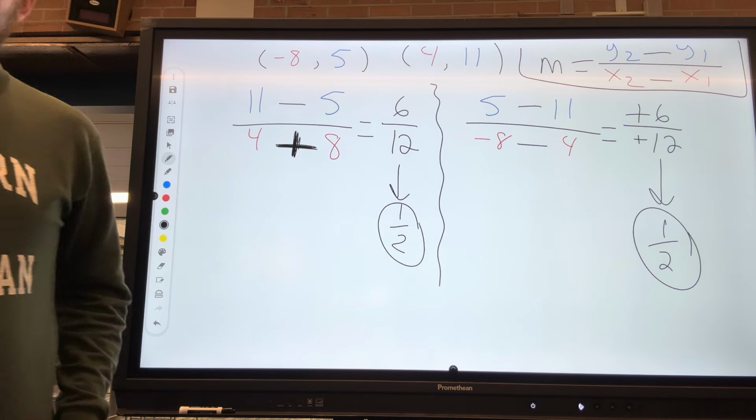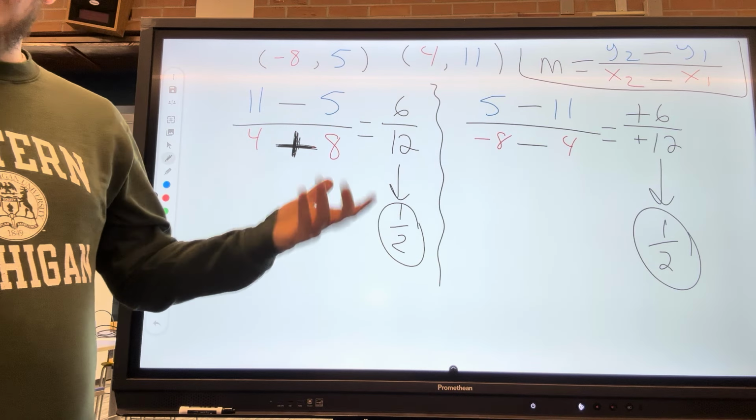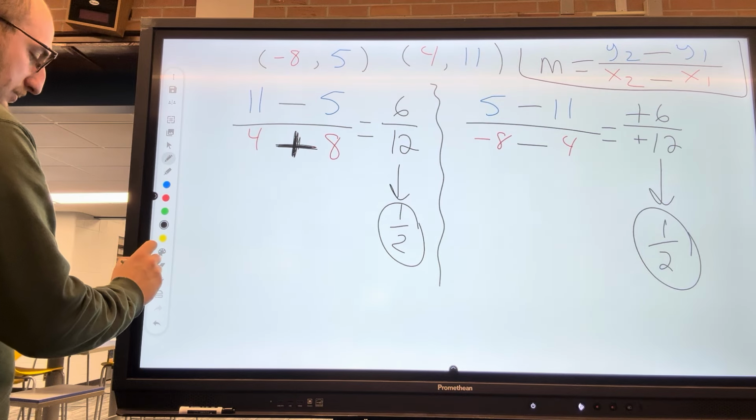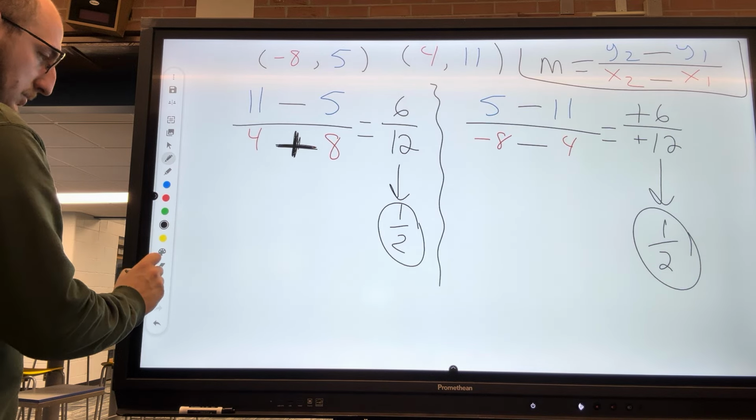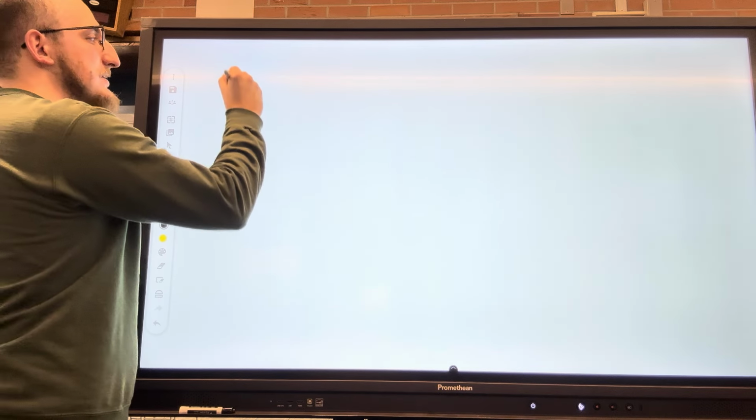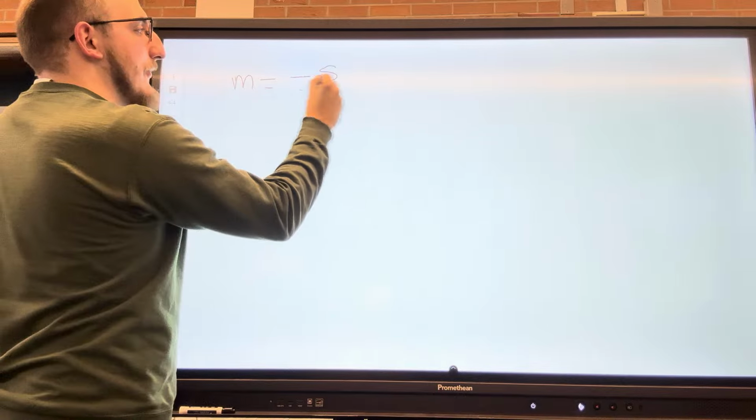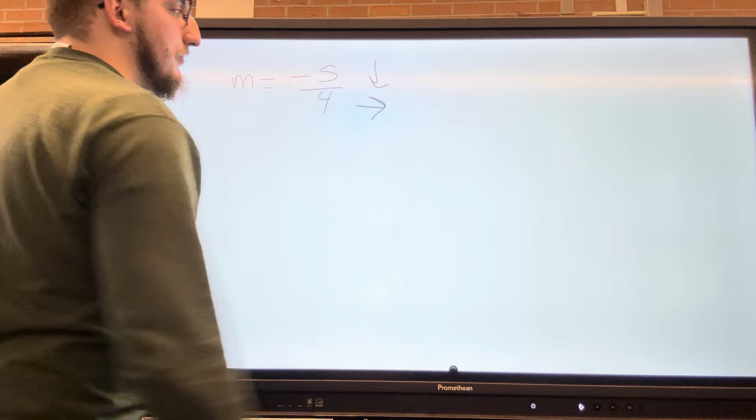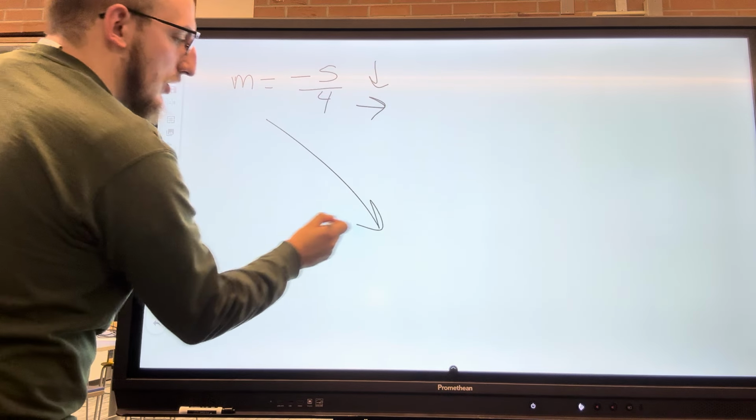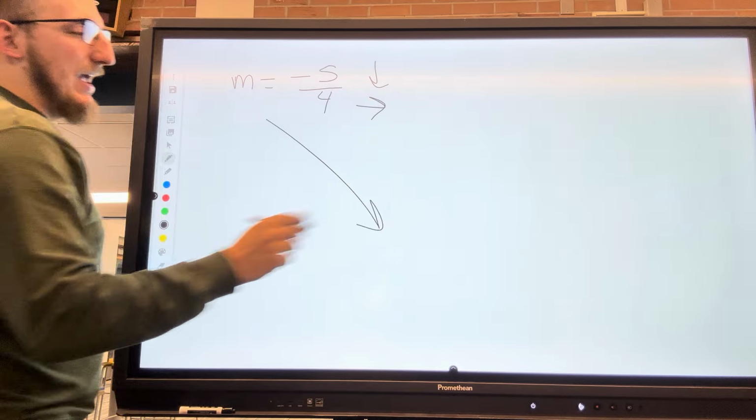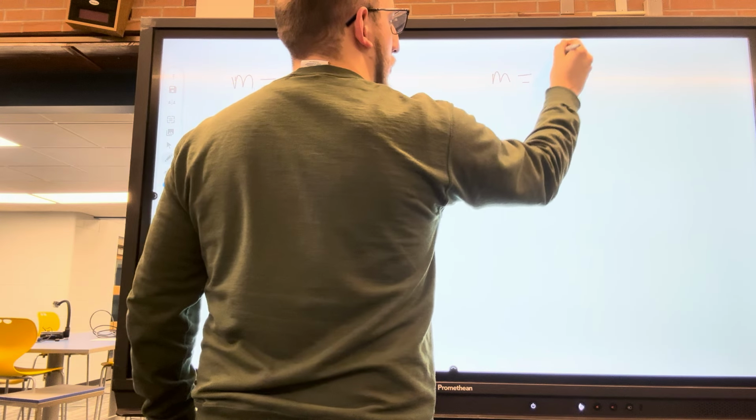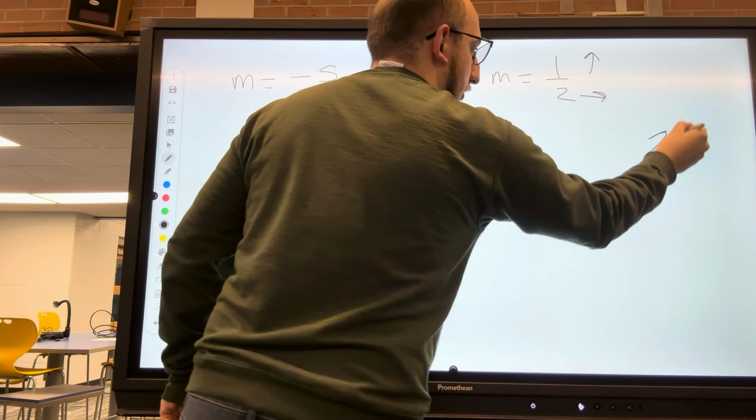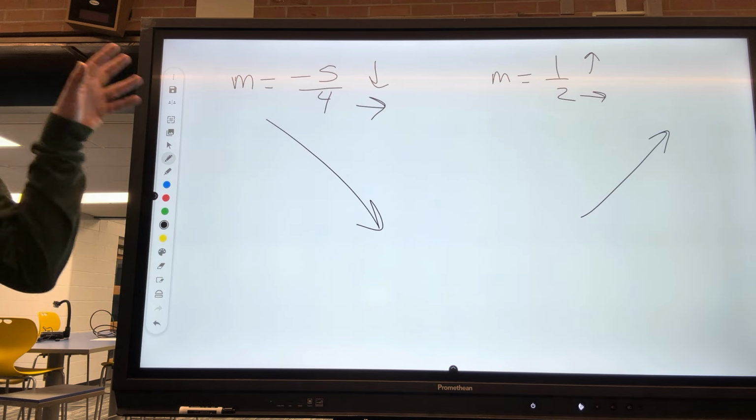Okay? Now, as we've gone through these, we've seen positive slopes and negative slopes, right? I'm going to erase this. We've seen slopes like one example slope was -5 over 4, right? So that's going to go down to the right. You can see how that goes down to the right? And we have slopes that were positive. We had m equals 1/2, which means it goes up to the right. Now, there's other types of slope.